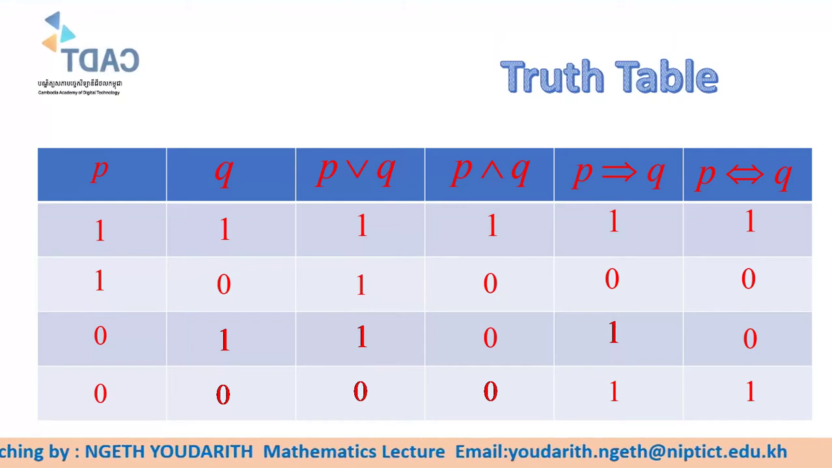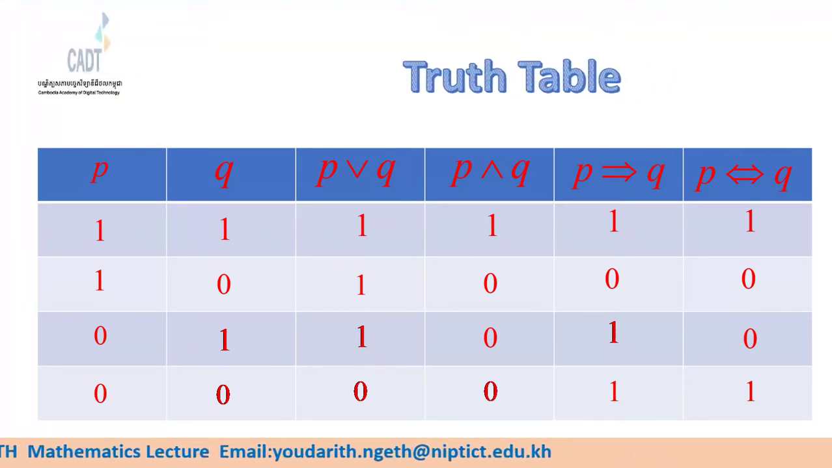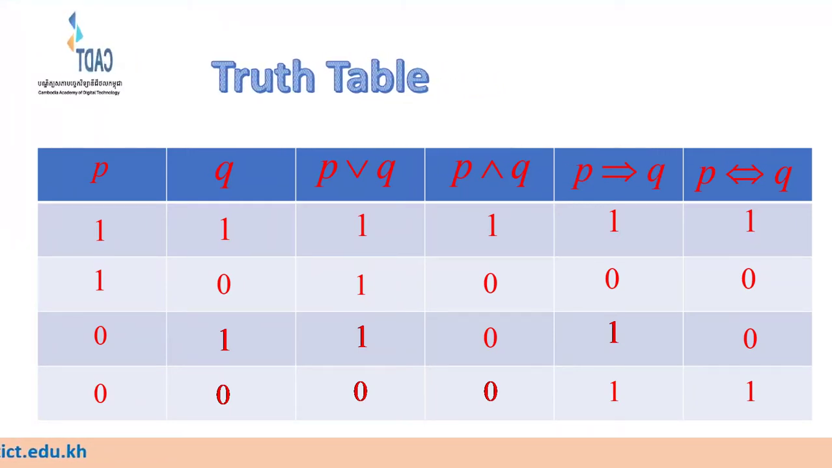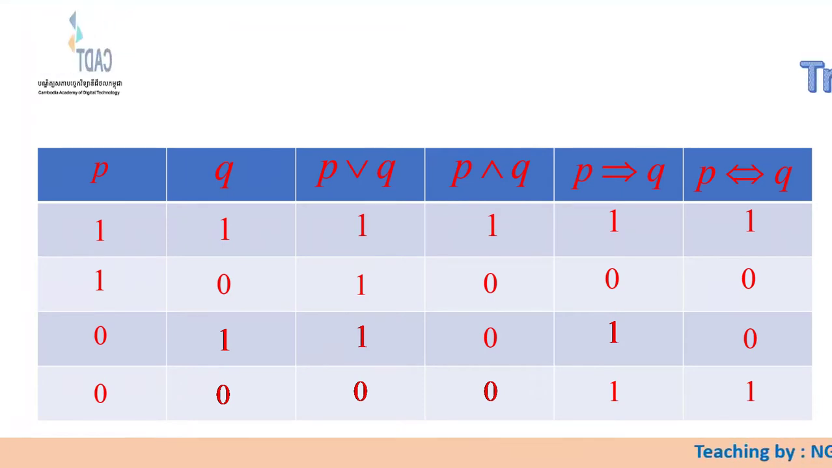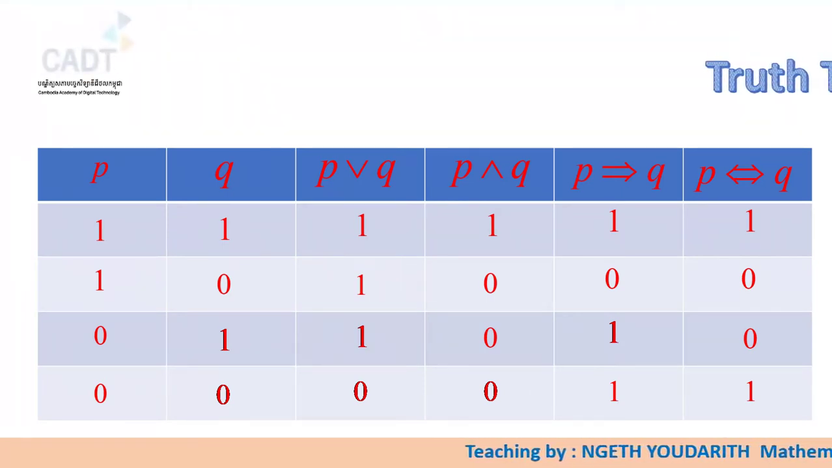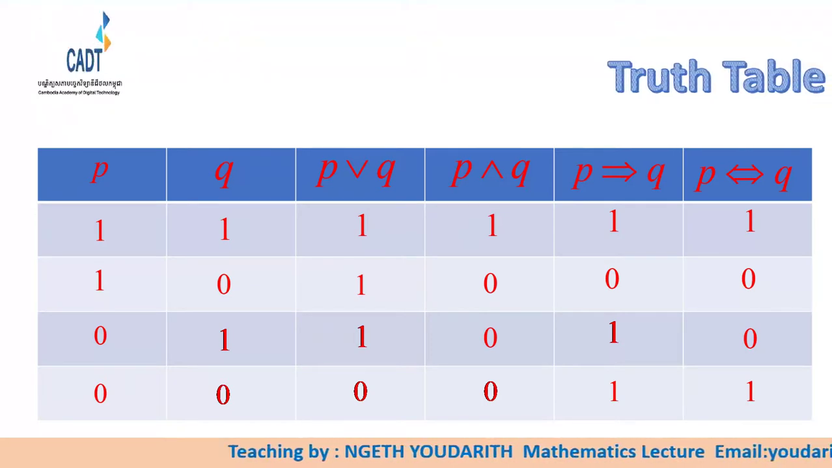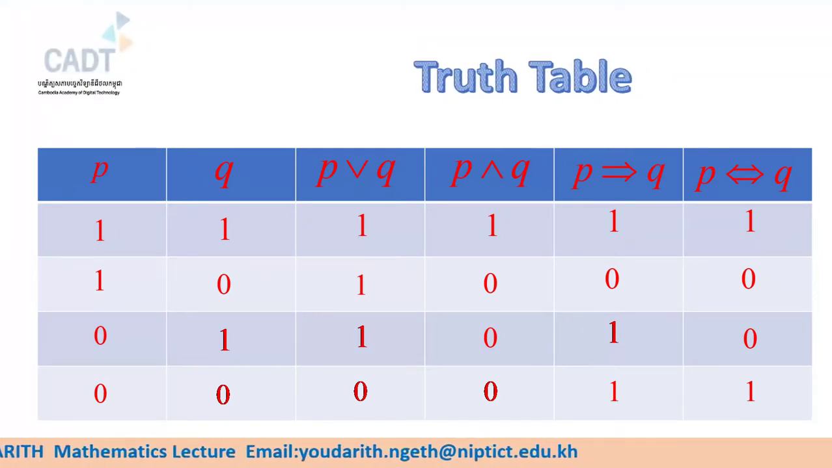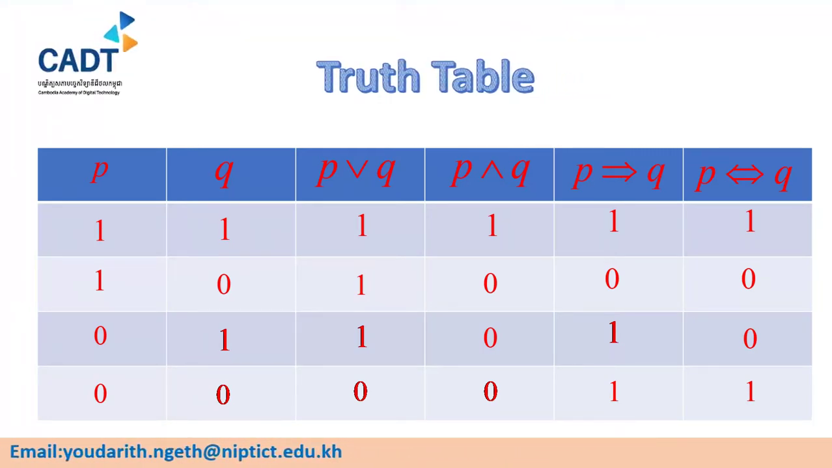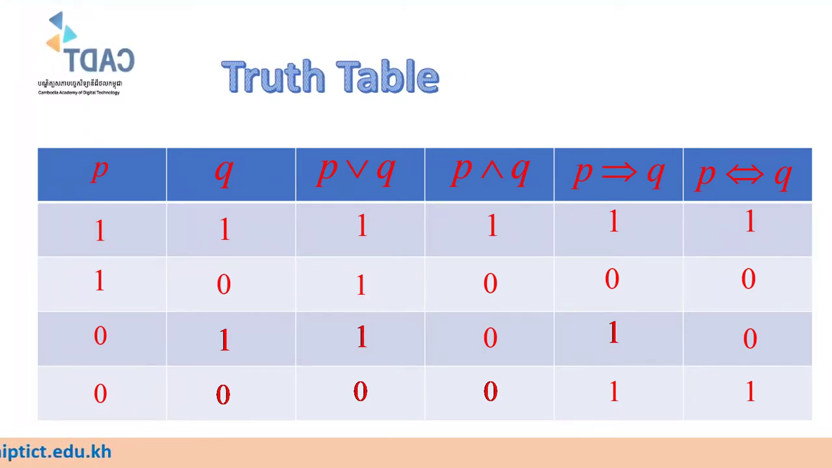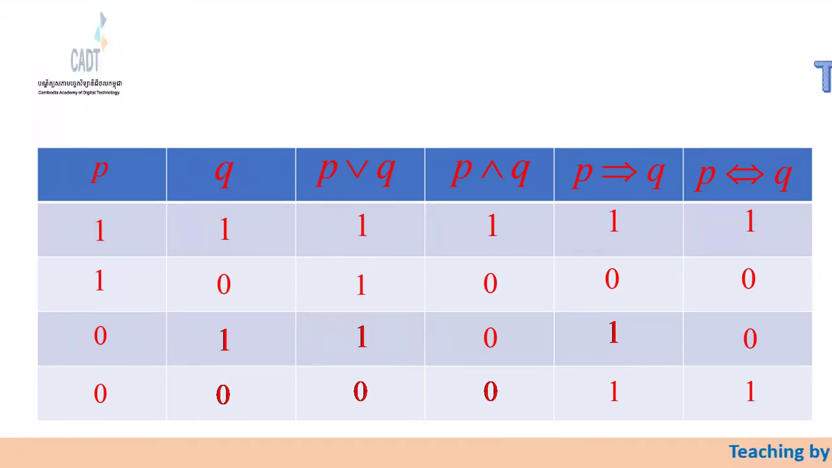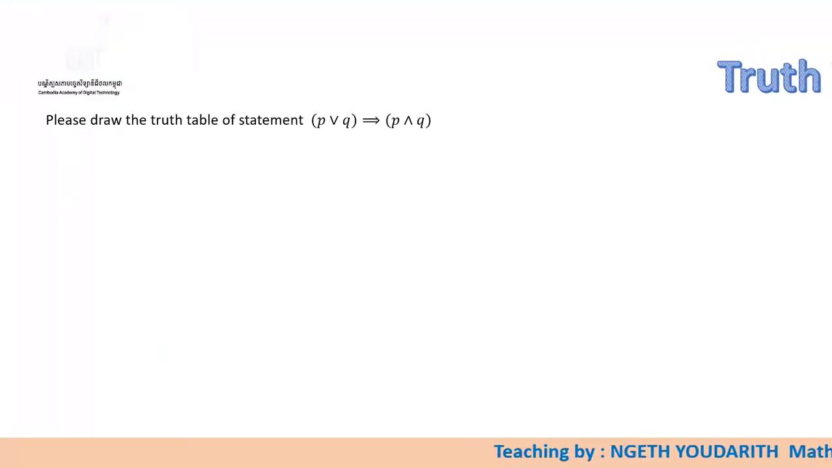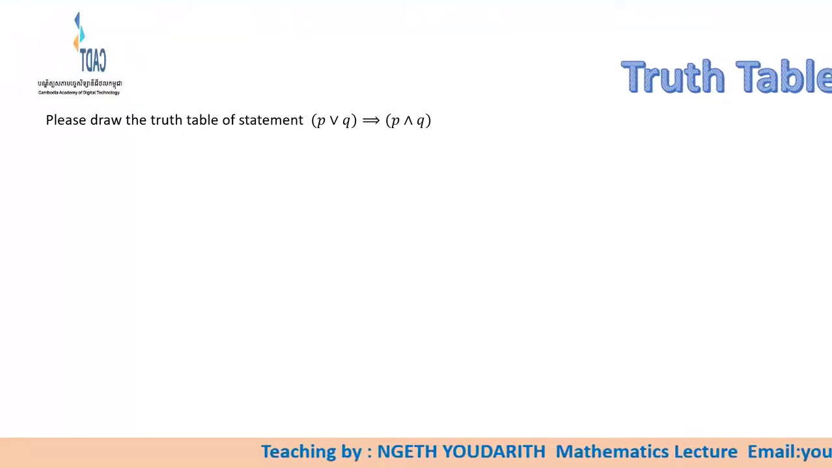This is the summary of our connectives in truth table: how to find the disjunction, how to find the conjunction, how to find implication, and how about the equivalence. This is how to write the truth value, or the value of our logic in truth table. And this is only some examples. Please draw the truth table of our statement.